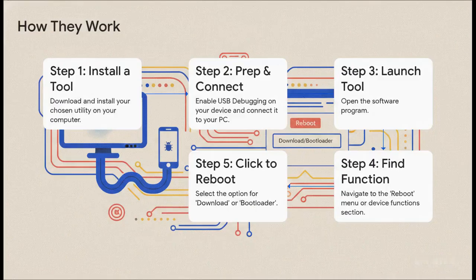And honestly, the process for all of these is pretty much the same. You install the software on your PC, make sure USB debugging is on, and plug in your phone. Then you just open the program, find a button somewhere that says Reboot to Download or Bootloader. You click it, and that's it. It's a one-click solution that handles all those techie commands for you.